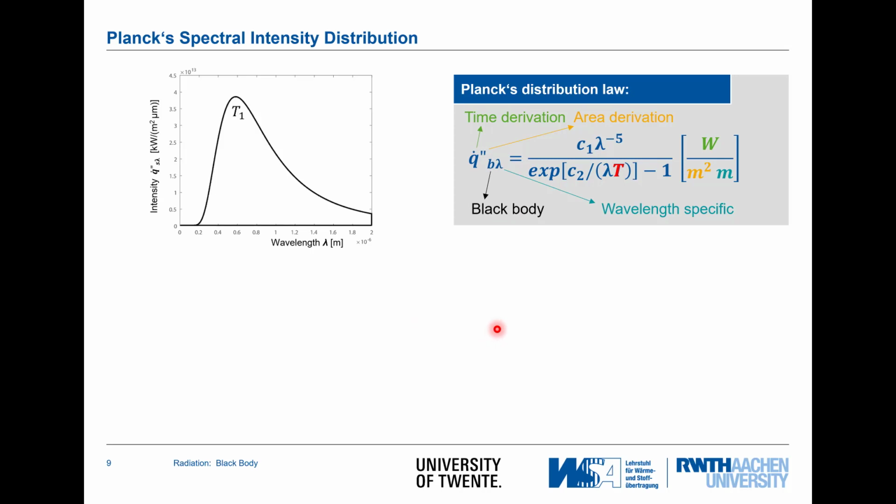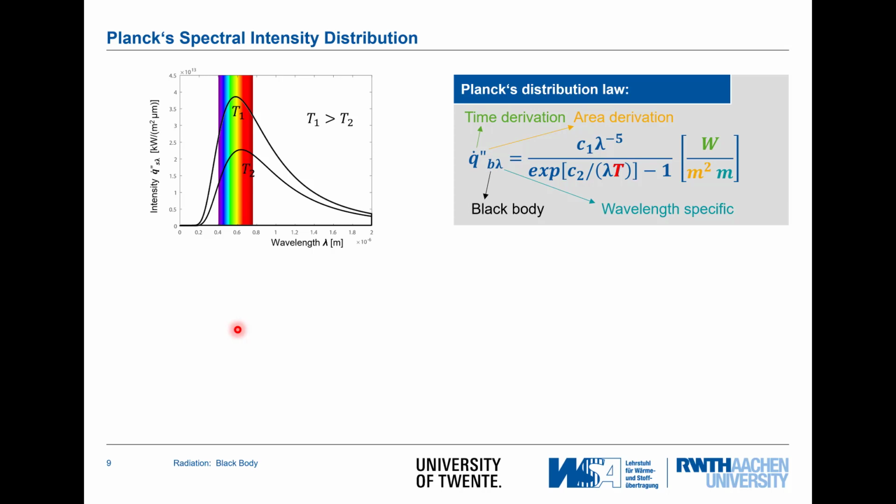Let's say that's the evaluation of this formula for a certain temperature T1. If I use another temperature which is lower, then I get a curve where the maximum is lower compared to the one of the higher temperature. So T1 is larger than T2, and so is the maximum intensity here.